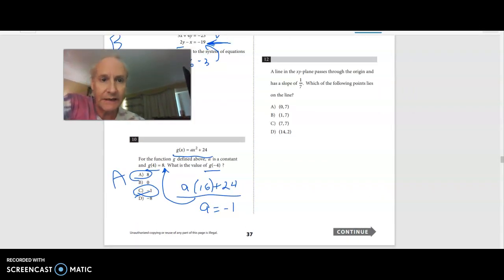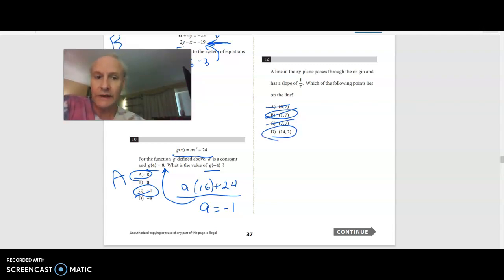A line in the xy plane passes through the origin and has a slope of 1/7. Which of the following points lies on the line? Well, 0,7 is not it. 1,7 is not correct, sorry. 7,7 is also not correct, but 14,2 is correct.